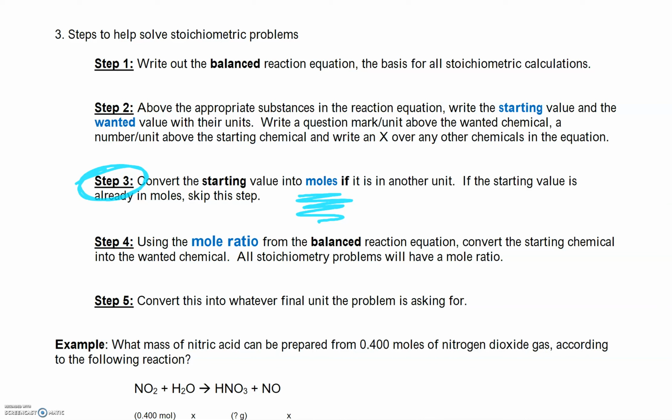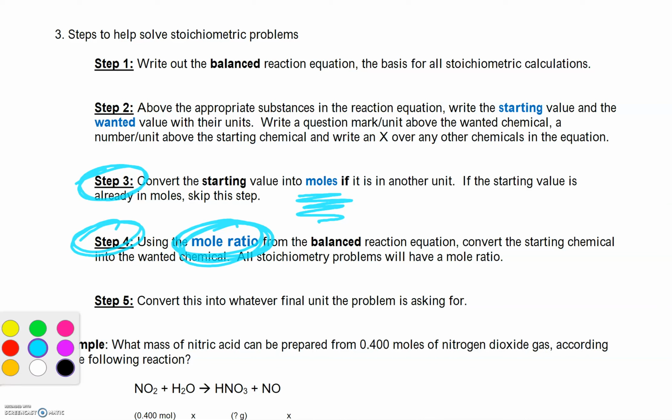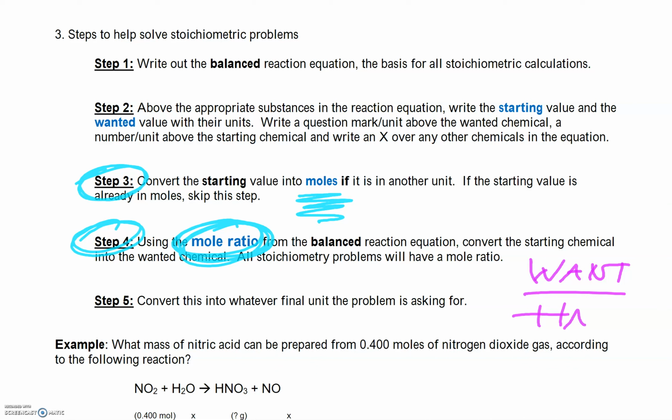Step 4 is going to be brand new. We're going to use a conversion factor called a mole ratio. Mole ratio is pretty straightforward, and we're going to look at that. It's basically going from chemical A to chemical B, or the chemical that we want is going to be on top, the chemical we have is on bottom, kind of like we've been doing already, but we're going to be specifically changing chemicals. And then we're just going to convert into whatever final unit they want. And so that's kind of what we're going to do.